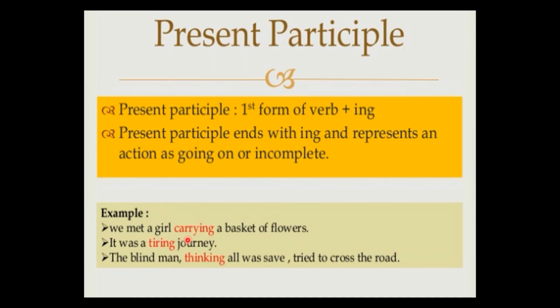Example, we met a girl carrying a basket of flowers. It was a tiring journey. The blind man, thinking all was safe, tried to cross the road. So you see here that this present participle is working as an adjective.